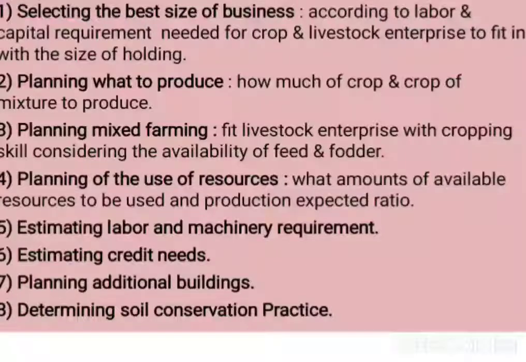And fourth point is planning the uses of resources, how effectively the resources can be utilized, because the resources are always scarce in nature. So the effective utilization of the resources. Then fifth, estimating the labor and machinery requirement. What kinds of machineries or equipments are required, and what will be the number of labors required. So estimation of all labor and machinery requirement. Sixth point is estimating the credit need. Credit need means what is the capital requirement. And seventh, planning the additional buildings, if any other infrastructures are required, that has to be planned.